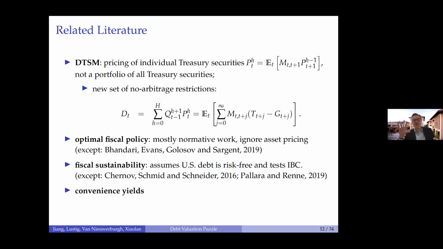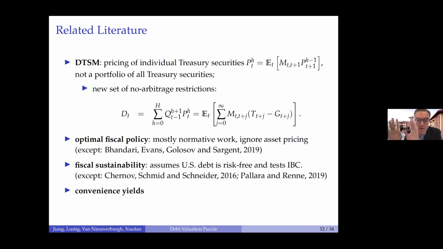Before I dive into the actual details of the model, let me sort of, in broad strokes, relate it to the literature. There's obviously a huge literature on bond pricing, on dynamic term structure models. What's kind of interesting is that that literature has put an enormous amount of effort into pricing individual bond securities, but for the most part, it has not tried to price the entire portfolio. And what we are saying is, look, if you do that, you're bringing in a whole new set of no arbitrage restrictions that have been ignored.